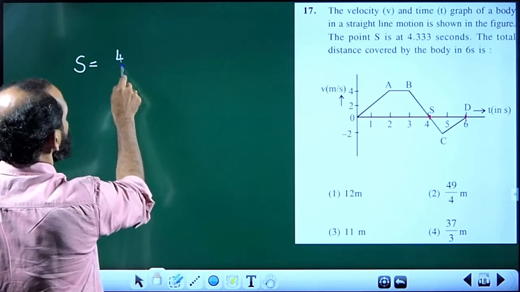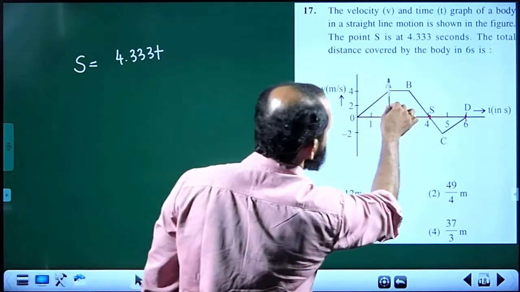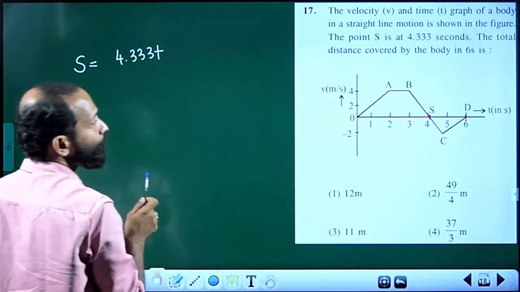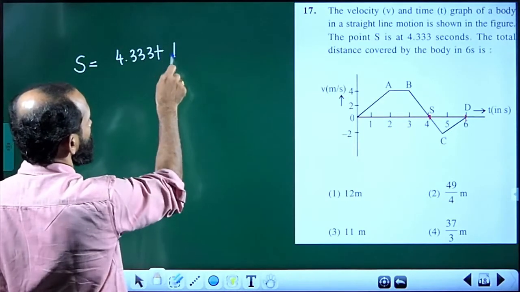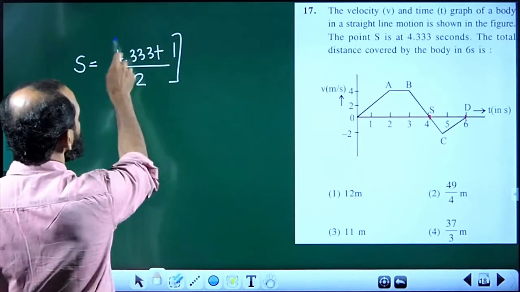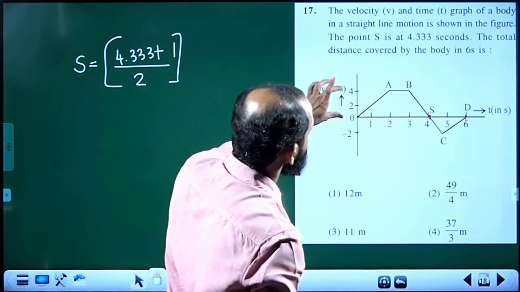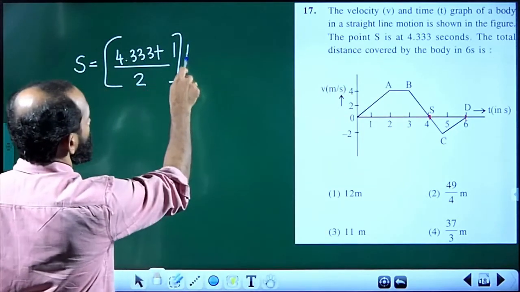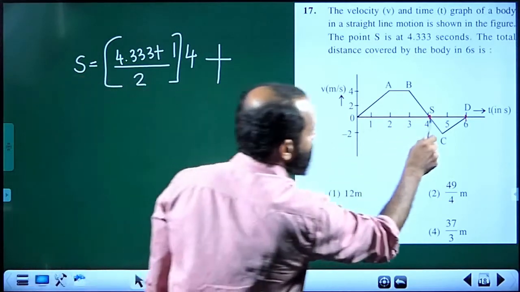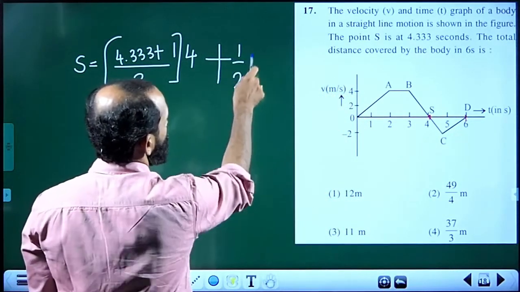4.333 plus, and the length of this parallel face is 223, that is 1 divided by 2, multiplied by the separation between the parallel faces. What is the separation between parallel faces? That is 4.